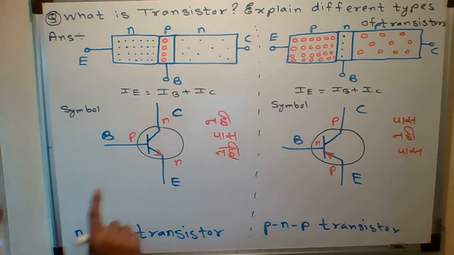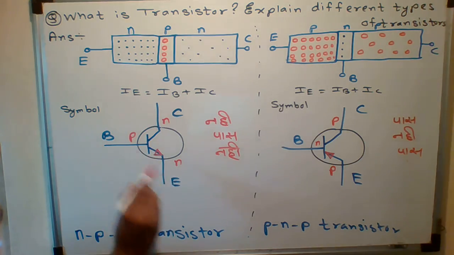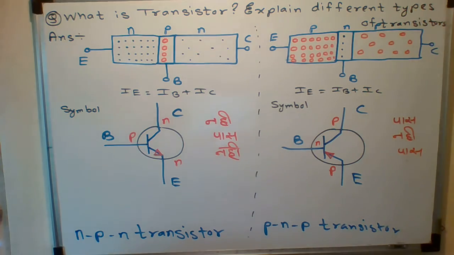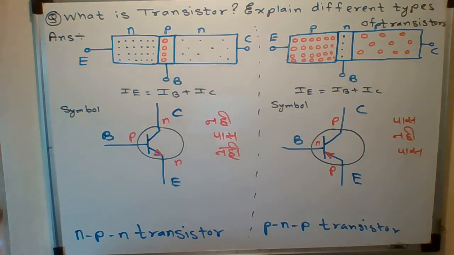Only one arrow will decide whether it is NPN or PNP. So "nahi pass nahi" is away from base. "Pass nahi pass" means it is towards the base. So this is the symbol of NPN transistor and PNP transistor. Don't make any mistake, because if you put the arrow away from base in PNP, then you will lose your marks. This is only a trick. You can remember either way. If you have different tricks, you apply them. Hope you understood the symbol and function of the transistor, and that there are two types of transistor.